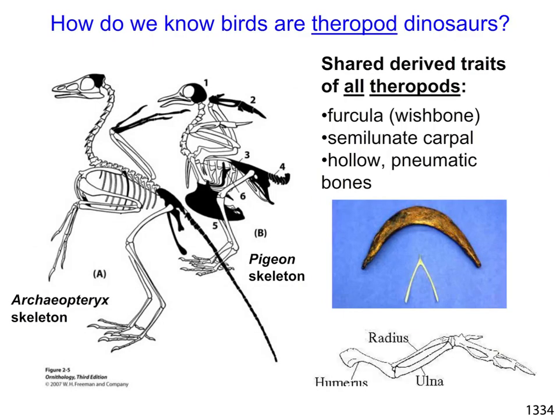Now, the type of dinosaurs birds are related to are known as theropods, and this is because they share particular traits with the theropods. They have a wishbone, they have what's called a semilunate carpal, they have hollow pneumatic bones, which of course the purpose is to make them much lighter. Okay, so this is just a line of evidence.